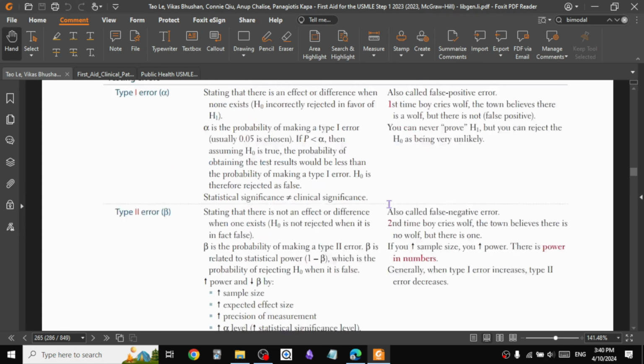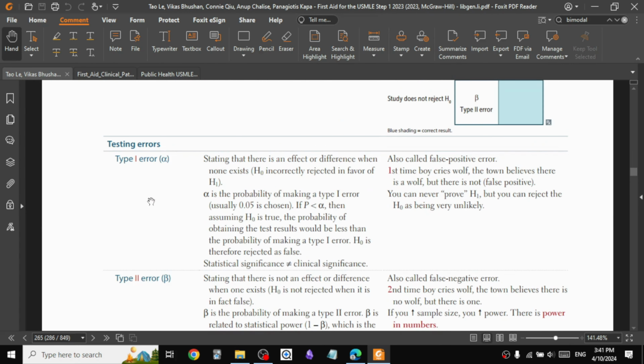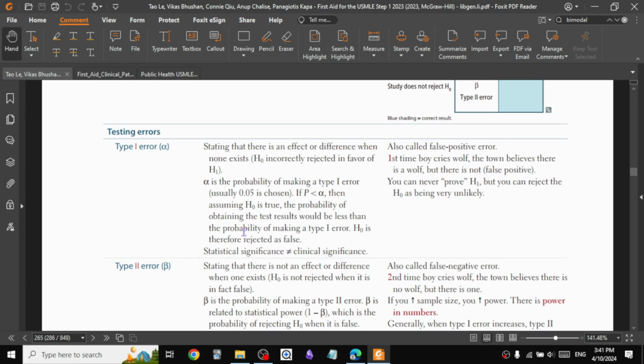And obviously these statistical and clinical significance don't usually translate to each other, especially if you're making a type 1 error. If I'm saying something is positive even though it isn't, I'm not going to have any clinical significance in that, even though it might show some sort of statistical significance, or vice versa.